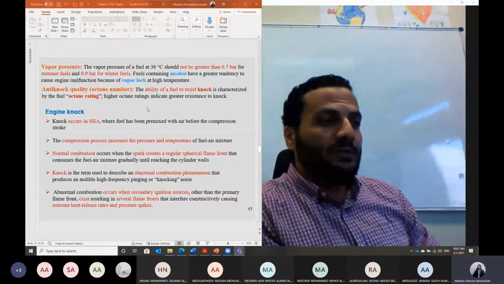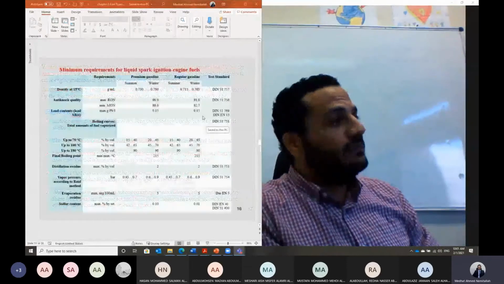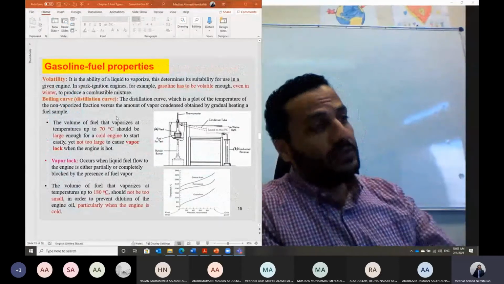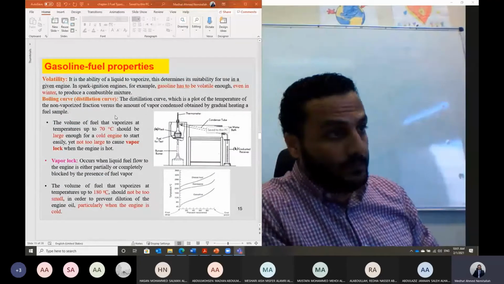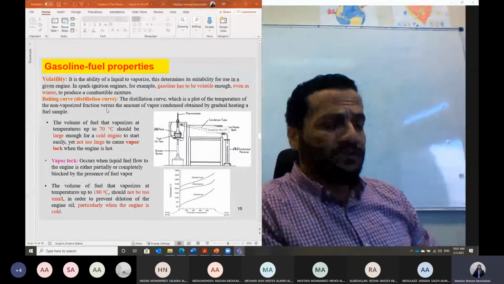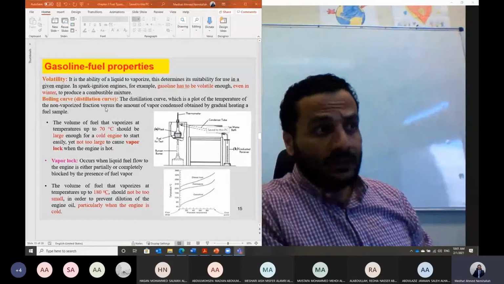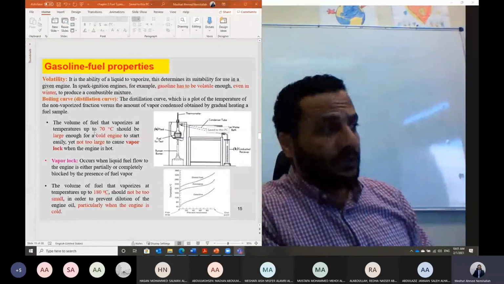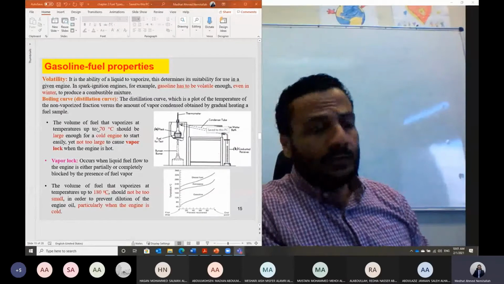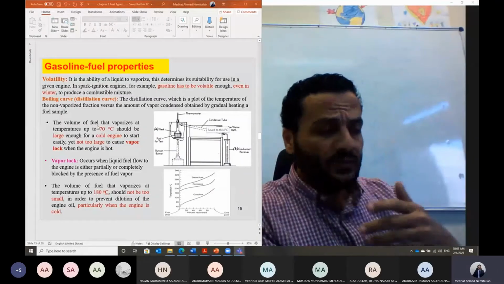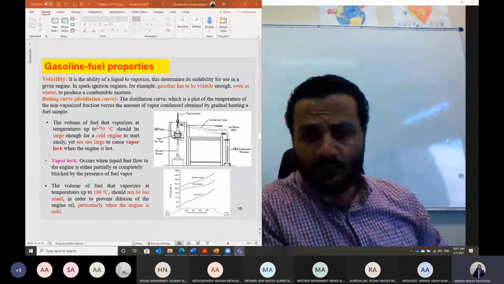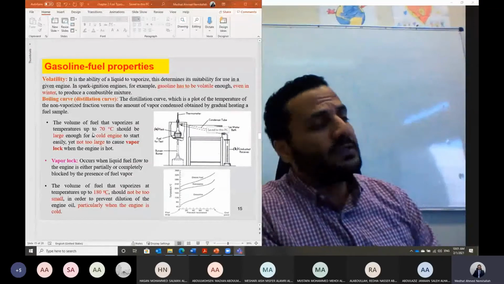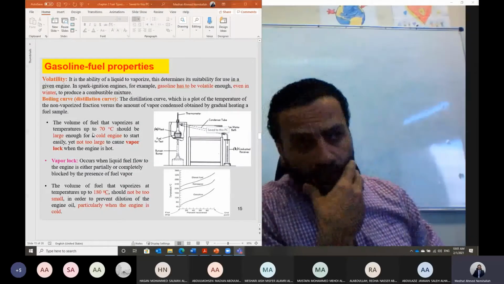Then we talked about some properties that are very important to the gasoline engine. Most importantly, we talked about the fuel volatility for the gasoline fuel. At the engine cold start, the fuel should be volatile at lower temperature in order to be able to supply the engine with the required amount of fuel to start the engine properly. This is what we call the cold start.